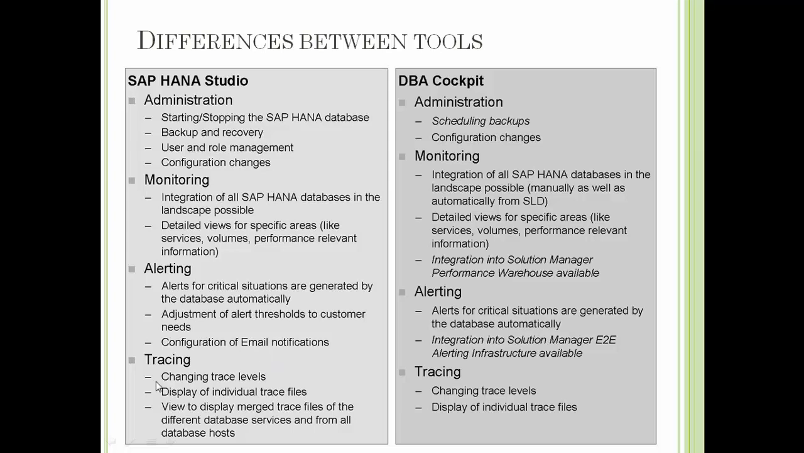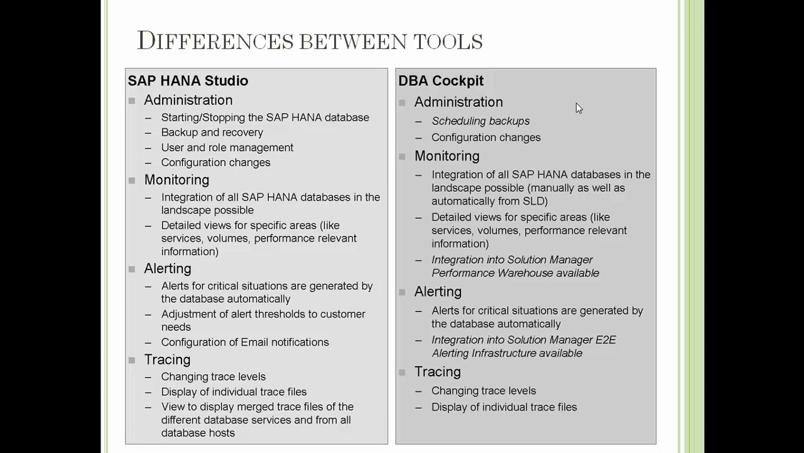And coming to the tracing section, we have options for changing tracing levels in HANA Studio. Similarly, in DBA Cockpit also we can display the traces. Yes, that is possible in DBA Cockpit as well. But in HANA Studio we can merge trace files of different database services and also from different database hosts and view them in one shot, whereas that option is not available with DBA Cockpit. So this was about differences between HANA Studio and DBA Cockpit.